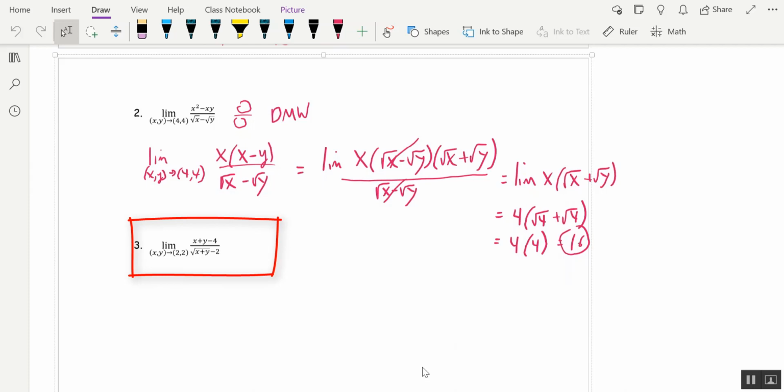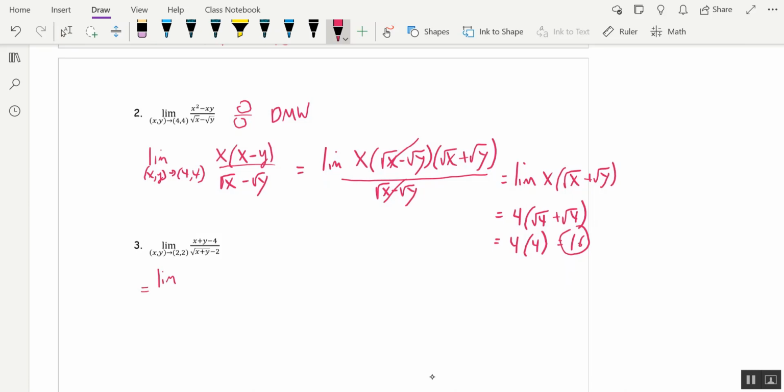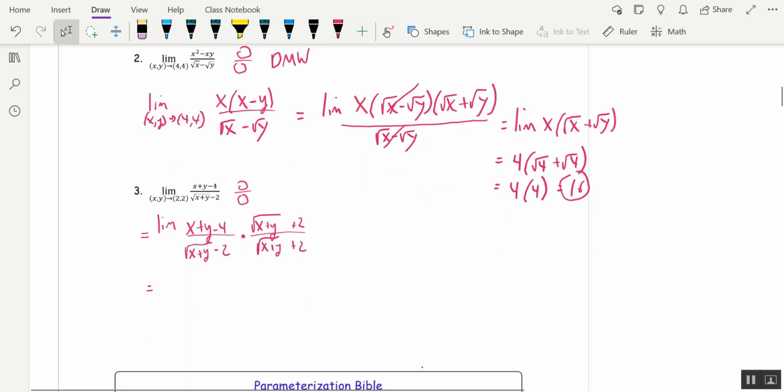We could do this one very similarly to the way we did the last one, but I'm just going to change it up. Let me back up. When you plug in (2,2), you get 0 over 0. So again, it's a do more work. But the work I'm going to do is to rationalize the denominator. So the way I'll do that is by multiplying this by the conjugate of the denominator, root of x plus y plus 2. Now I'm just going to leave the top alone and write that as x plus y minus 4 times root of x plus y plus 2.